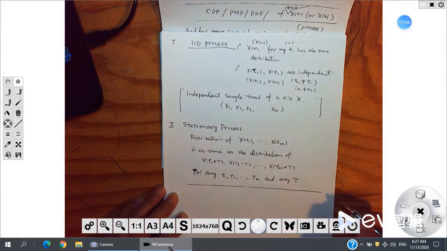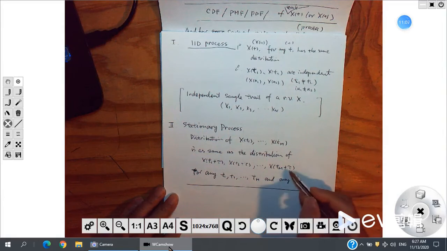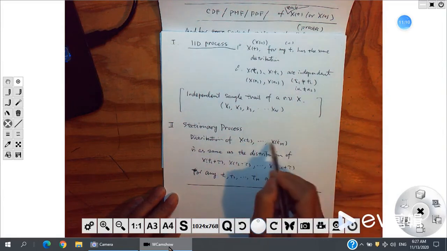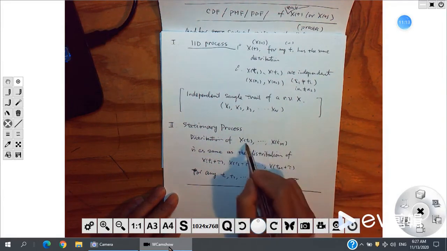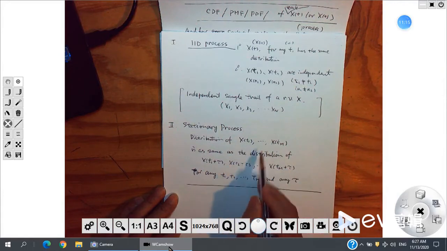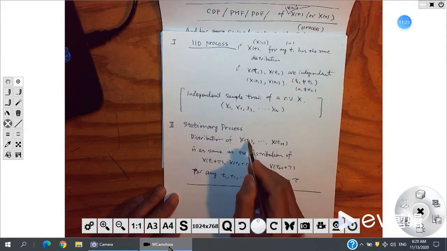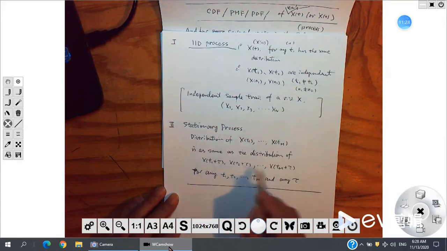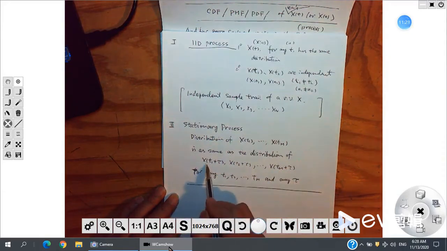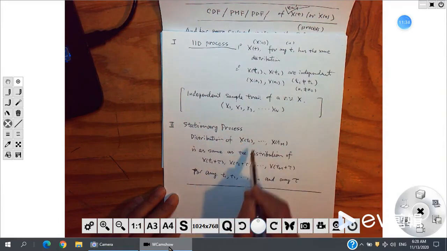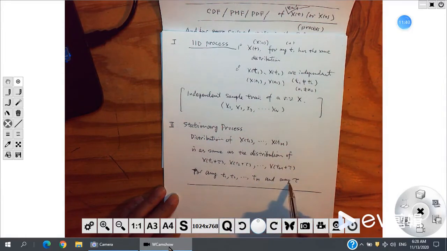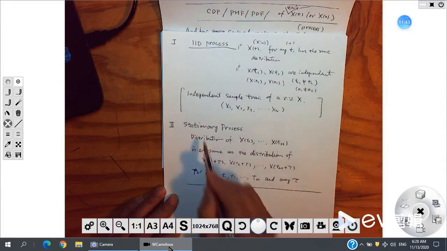Like this. Stationary. So you pick several random variables from the process and consider the distribution of them. Then you change the time index, you add some number to all of them, and you have a new set of random variables, right? Then these random variables have the same distribution. So this one and this one have the same distribution for any t1 to tm and any tau. All right, so we call this a stationary process.